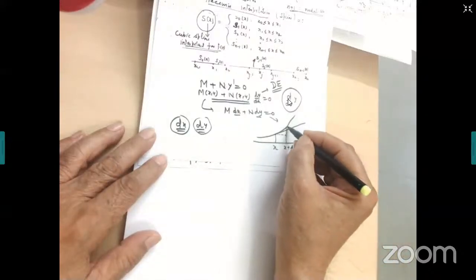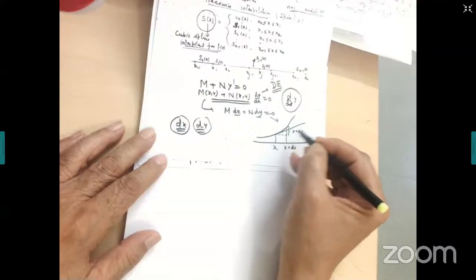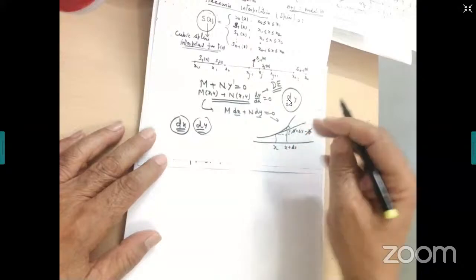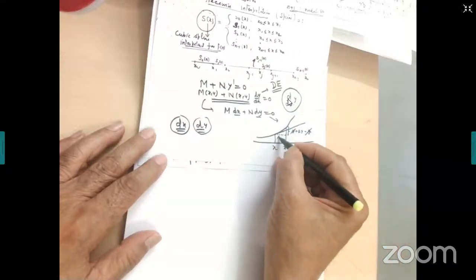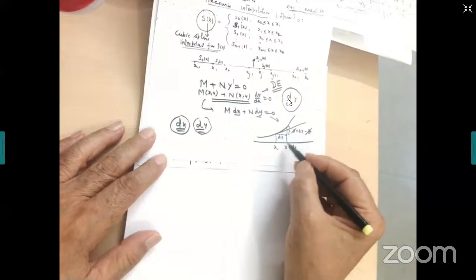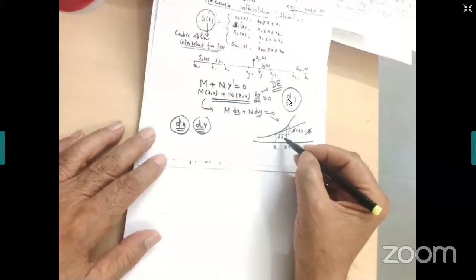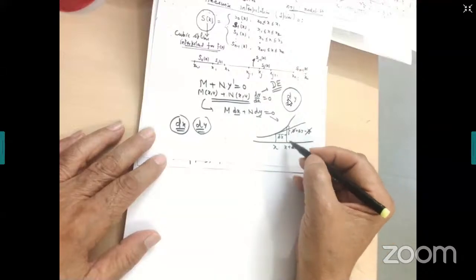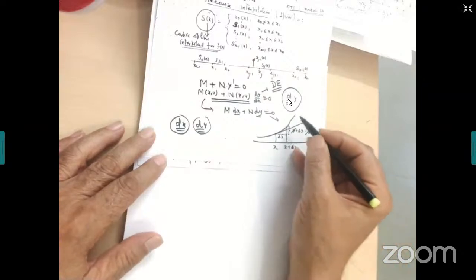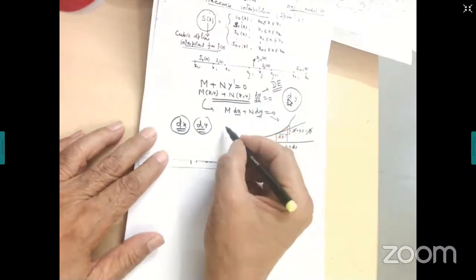This difference is your y plus delta y minus y. So this is your delta y. This distance is delta y. This distance is your delta x. In the limit, when delta x goes to 0, this becomes tangent to this curve, the slope. So this is an approximation. So what is the approximation?